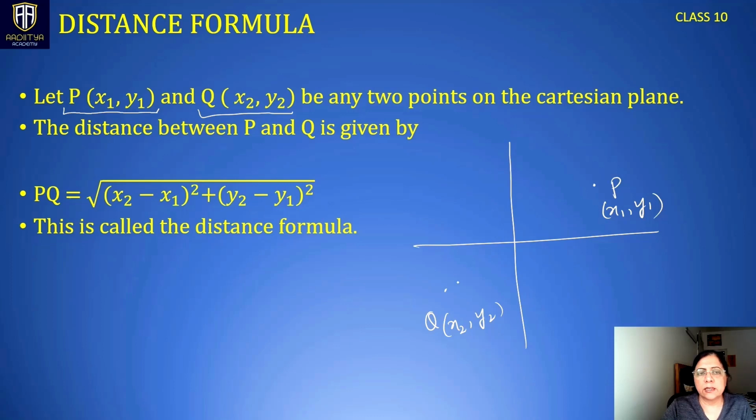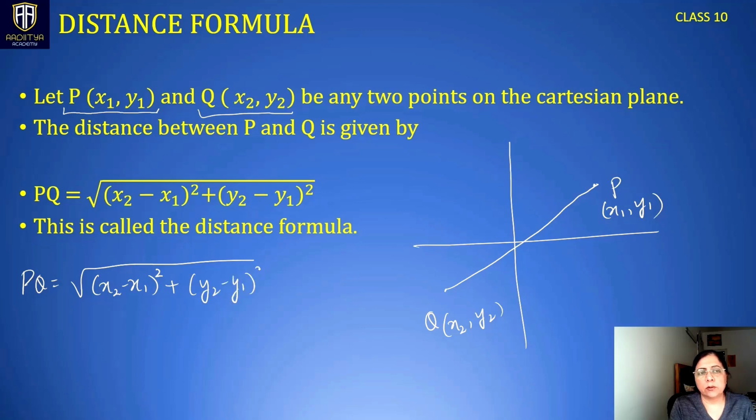Irrespective of their signs and locations, if we have to find the distance between the points P and Q, that PQ can be represented as the square root of x2 minus x1 whole square plus y2 minus y1 whole square. Right? If we know the coordinates of both the points, their distance can be found by using this formula, where x1 is the x coordinate of P and x2 is the x coordinate of Q. y1 is the y coordinate of P and y2 is the y coordinate of Q.